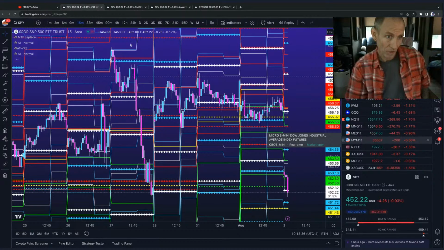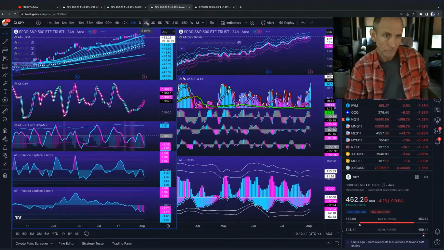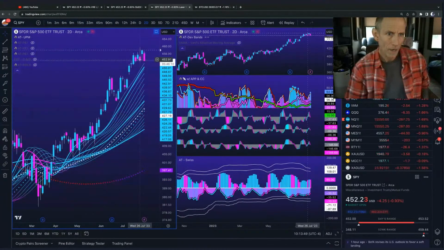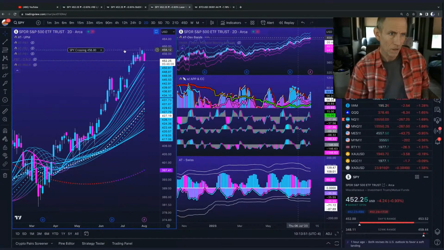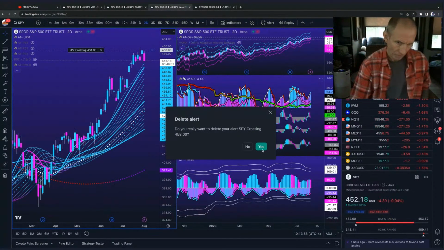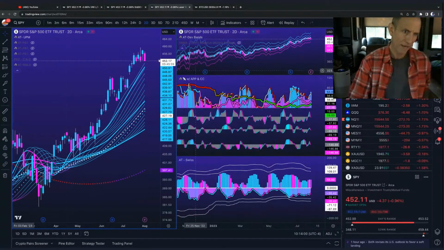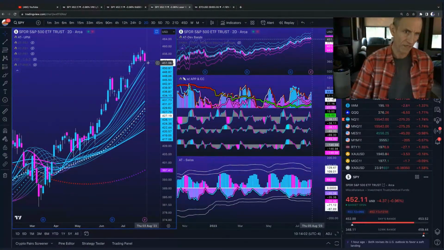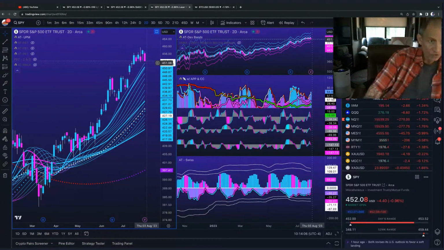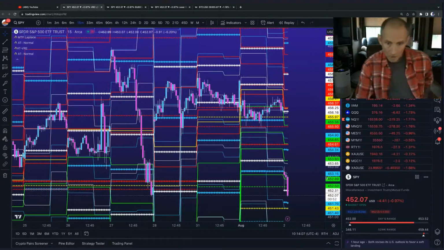Yes, things down here looking ugh. Let's see. What do I got up there? What's this set up here? SPY crossing 458. What is that alert from? Yes, I'll get rid of that. Thank you very much. Almost back to the top side of the power mean band on the 2-day. That's at 451 area. Is that what it's reaching for? Hey, man, it could be.